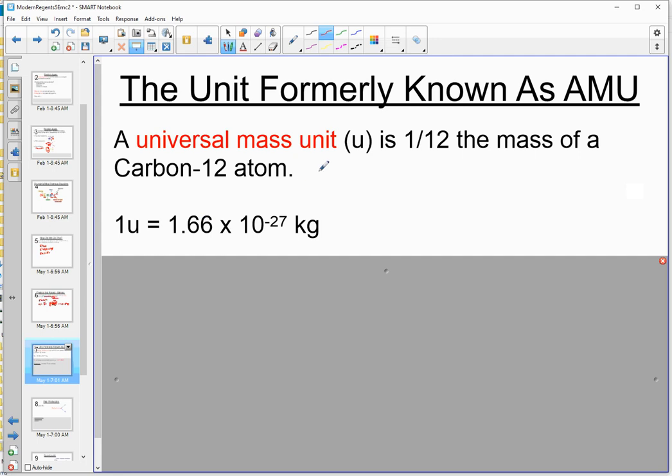In chemistry, you may have learned about atomic mass units. Well, here we're going to call them universal mass units. And you may have learned a universal mass unit or an atomic mass unit is 1/12 the mass of a carbon-12 atom. So really, it's just another measure of mass. And one universal mass unit is roughly 1.66 times 10 to the negative 27 kilograms.